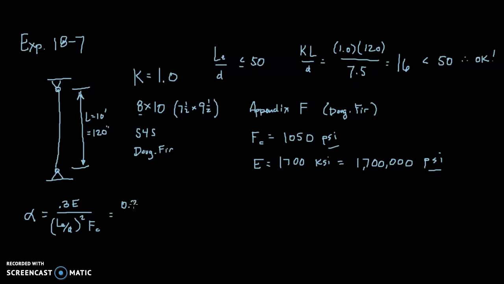So that is 0.3 times the modulus of elasticity, 1,700,000 PSI, divided by LE over D, which we have already calculated as 16, so this is 16 squared, and F sub C we looked up is 1,050 PSI. You do need to make sure that these units agree with each other. If we had used KSI in the numerator, we'd have to convert the allowable stress to KSI as well.